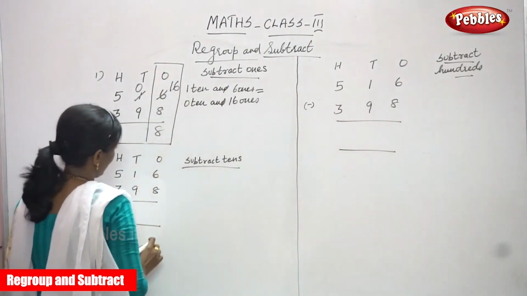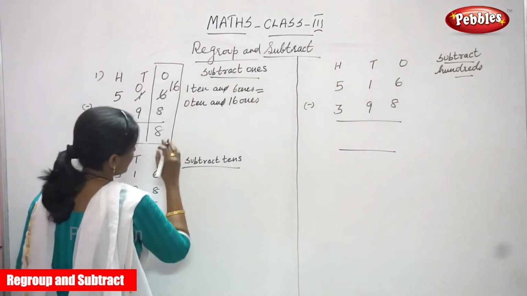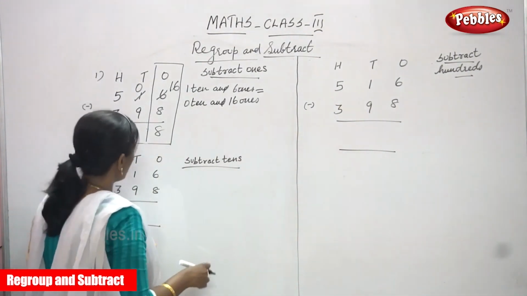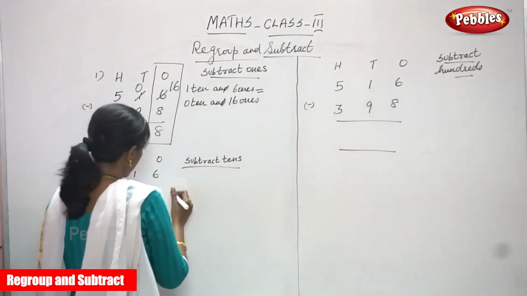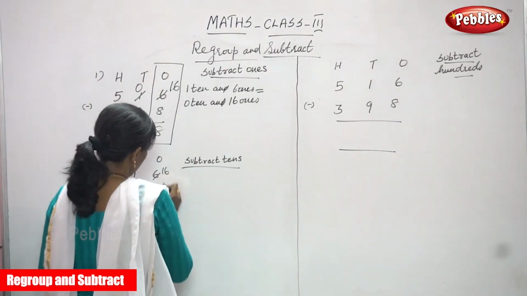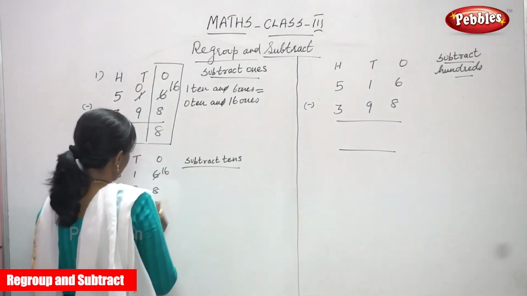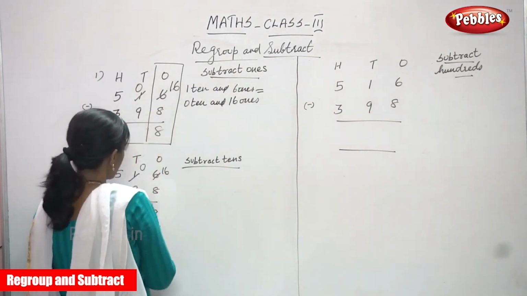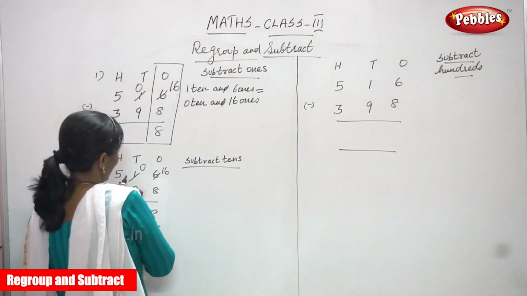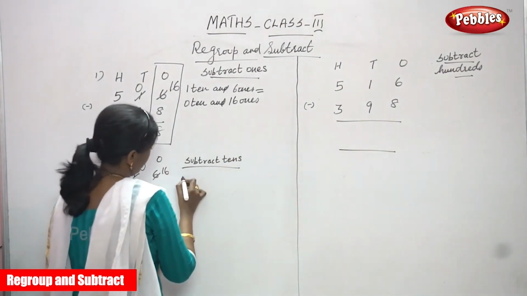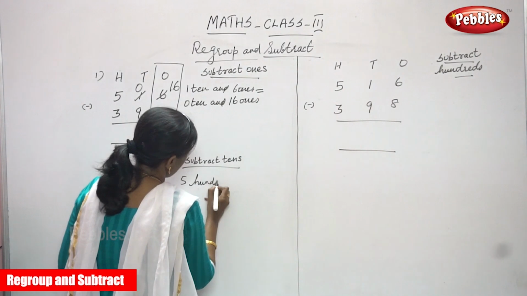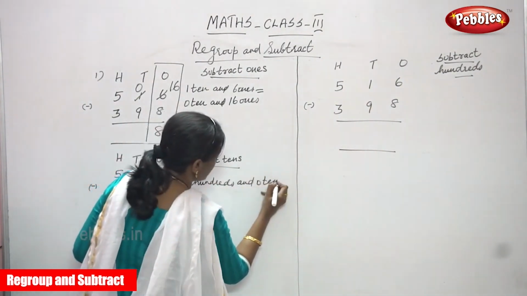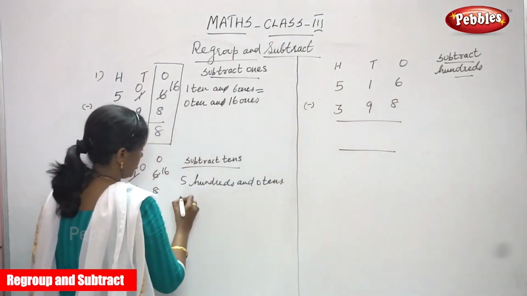Okay. Now I am going to subtract tens. Every digit you have to do individually. That is the regrouping method. So subtract ones: 16 minus 8, you get 8. The 1 becomes 0, already I have written. So I have to subtract from hundreds. How many hundreds here? 5 hundreds. You write first 5 hundreds and how many tens? 0 tens.